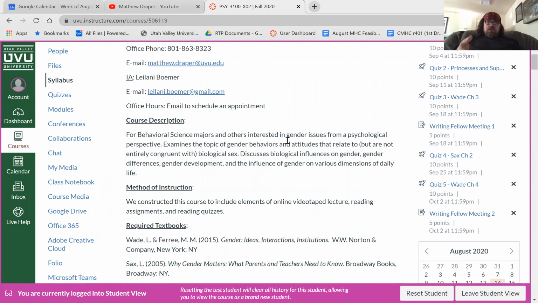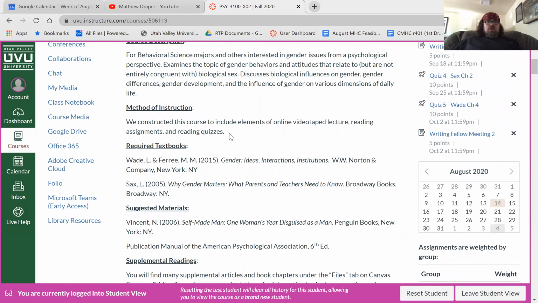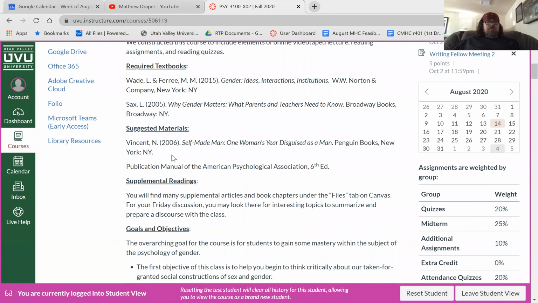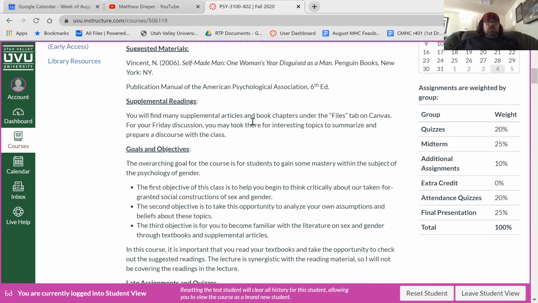So the course description is here. The method of instruction is going to be online. We're going to have some videotapes that we're going to ask you to read. There's going to be some online lecturing we're going to do. And there's a lot of reading and quizzes going on. So here are the textbooks. Here are some suggested materials and supplemental readings. Now, you'll find that some of the quizzes are based on articles, not on your textbooks. And so it's important for you to keep track of, wait, is the reading due this week on an article or is it due on a book chapter?